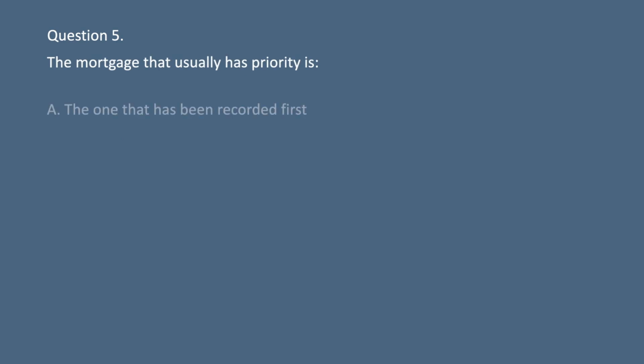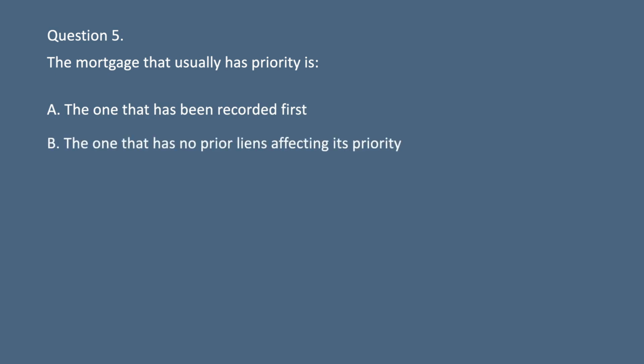Question 5. The mortgage that usually has priority is A. The one that has been recorded first. B. The one that has no prior liens affecting its priority. C. The one that is executed first. D. None of these.